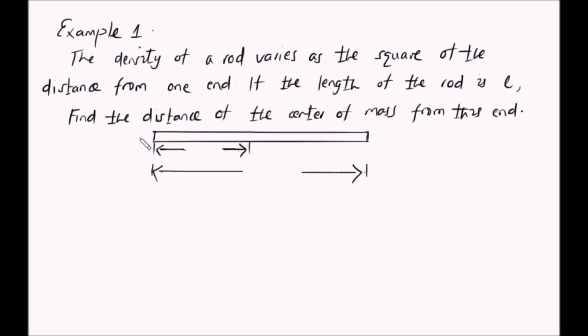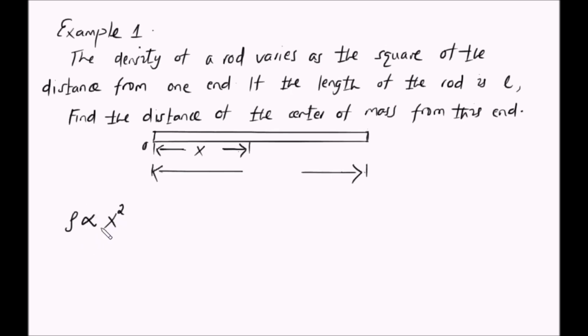Example 1 inasema the density of a rod. So rod yenyewe ndo hii. Hapa kalamu yangu inapopita. Rod, fimbo. It varies as the square of distance from one end. So distance from one end, tuseme hii ni end ya kwanza ni 0. So distance from one end tuseme is expressed by x. So amesema the density now varies with the square of the distance from one end. Kama hivi.